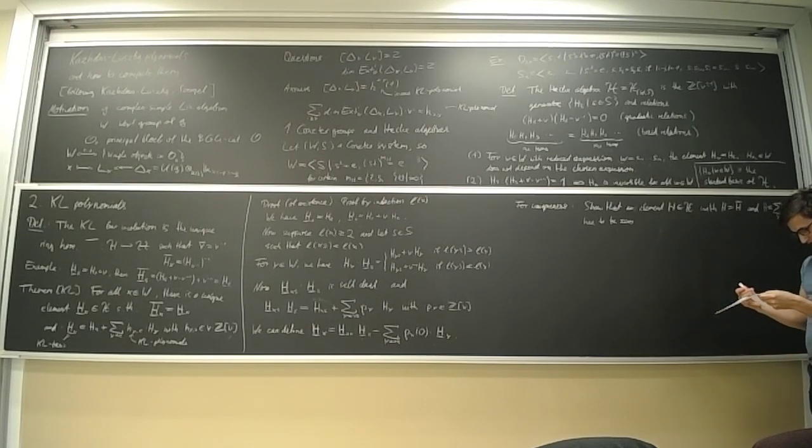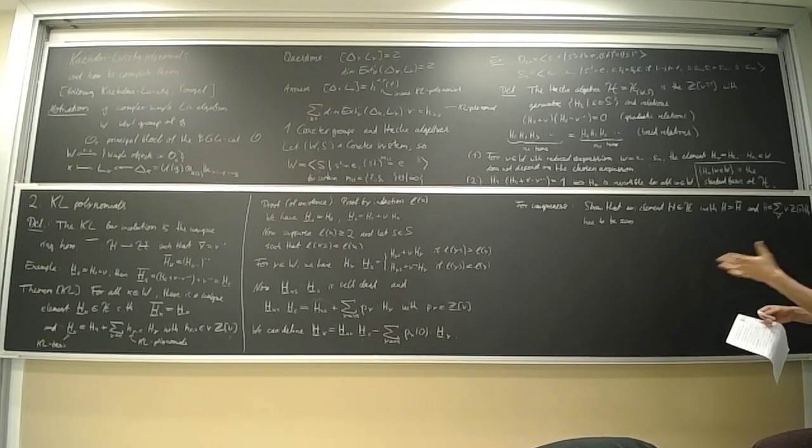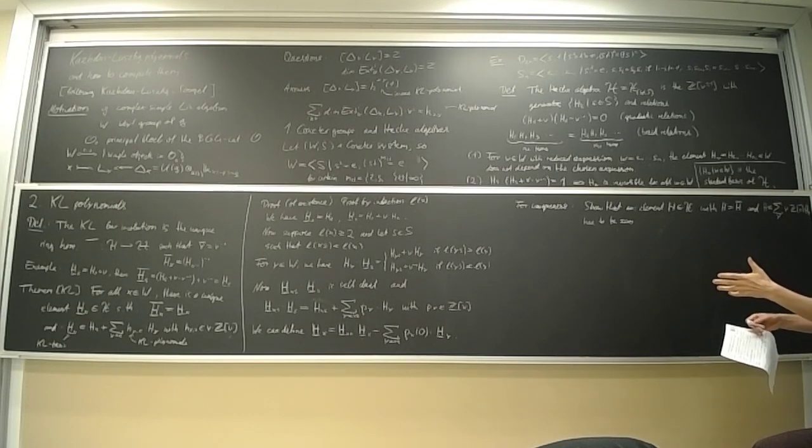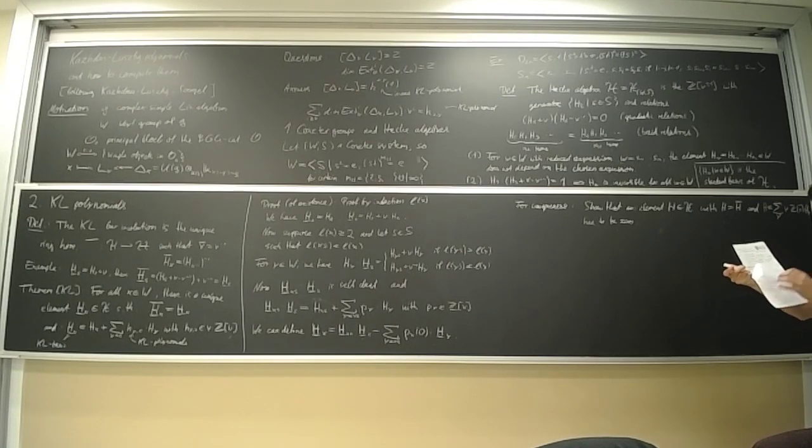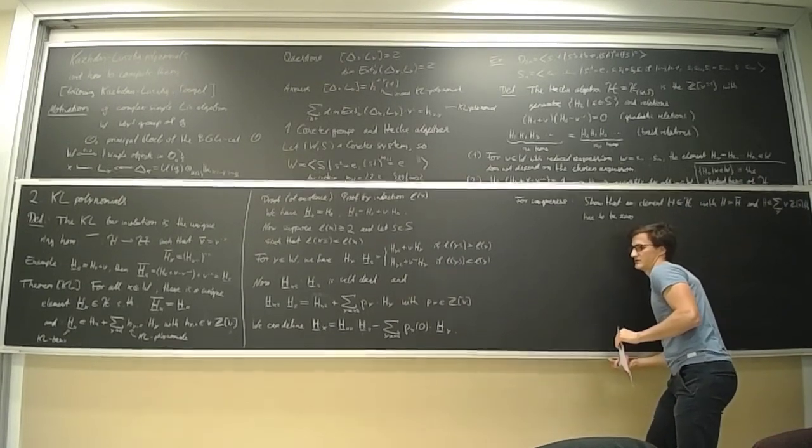But yes, so essentially, this proof gives us an algorithm for computing the Kazhdan Lusztig basis and therefore the Kazhdan Lusztig polynomials, which I now want to go through in an example. I just want to sort of state this again for clarity.